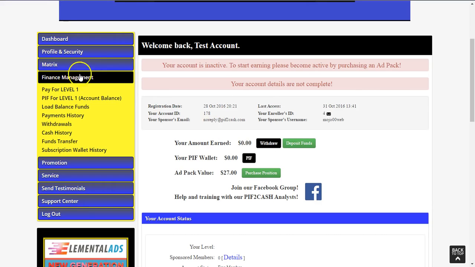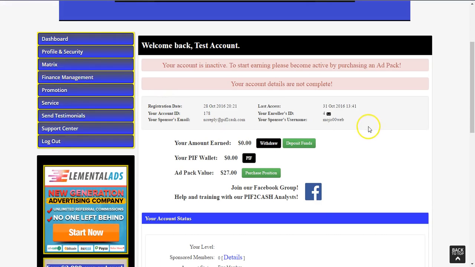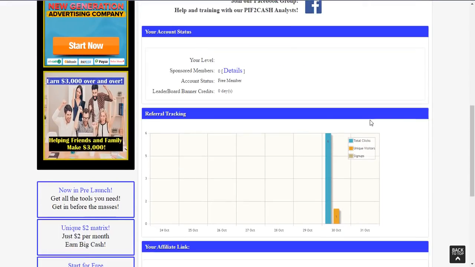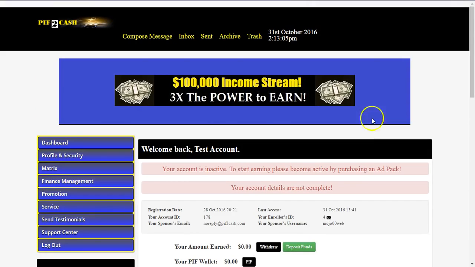So that's just a quick overview of how PIF2CASH works in the back office. Just wanted to let you know how that works. And again, we will be posting this in our Facebook group so that you can watch this video, and we will be having a training video in the future for you to look at and learn more about how PIF2CASH works and so on and so forth.